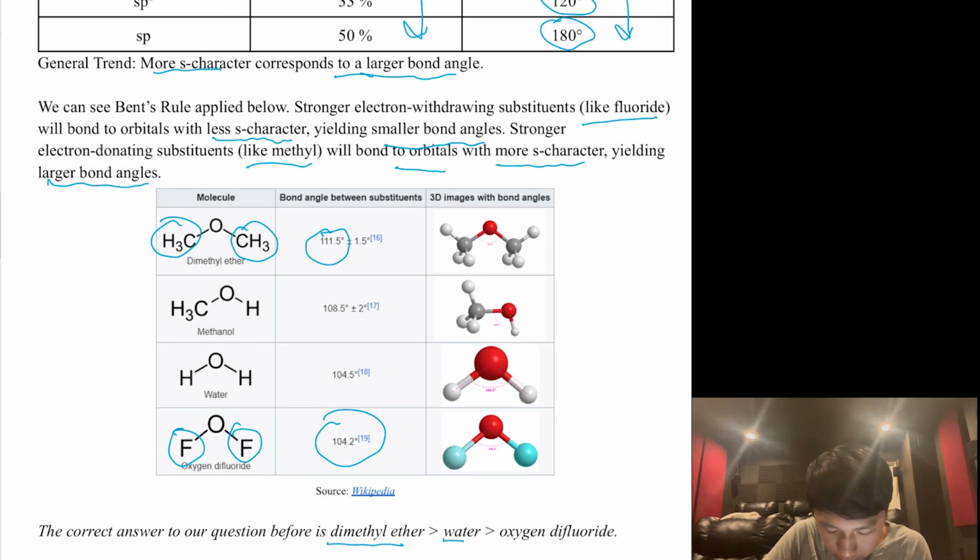So to answer our question from before, the correct answer was dimethyl ether has a greater bond angle than water, which has a greater bond angle than oxygen difluoride. Clearly, the fluorines are more electron withdrawing than the hydrogen, so that's why we expect its bond angle to actually be smaller than hydrogen, despite the fact that the fluorines are larger groups, and you would expect with a steric argument that they would push each other away more strongly.